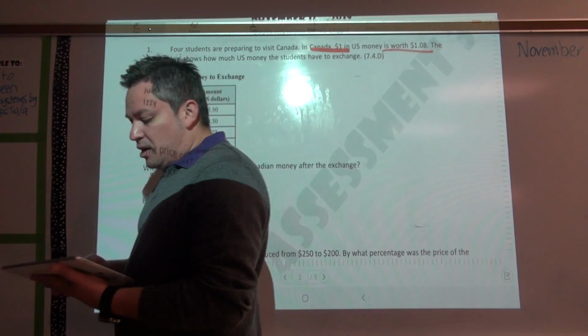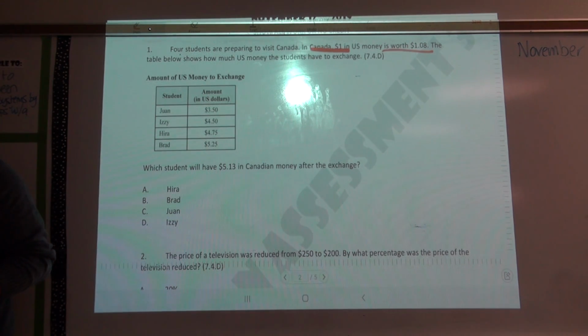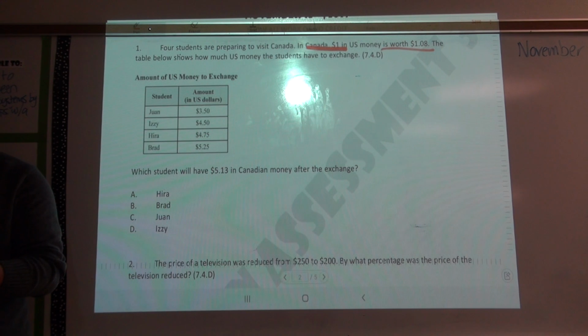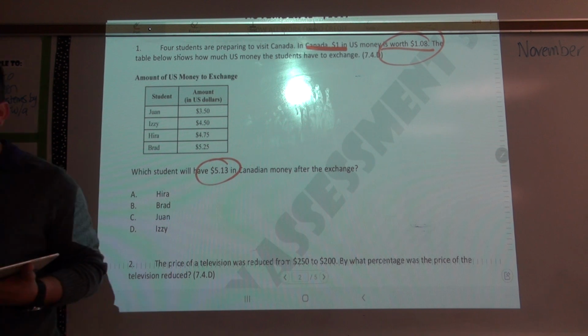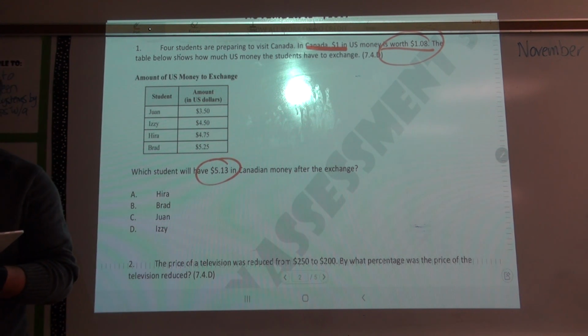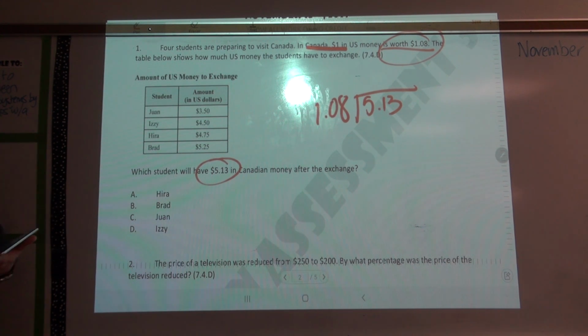So in this one, all we had to do was what? Divide. We're going to take whatever the Canadian amount is, and divide it by whatever the US is worth. So we had 5.13 divided by 1.08, and when you divide it, the answer was A. Not A. Was it Juan? No, it's 8.